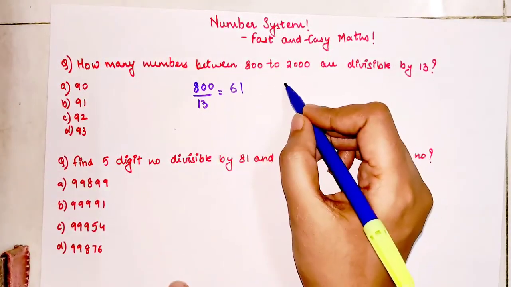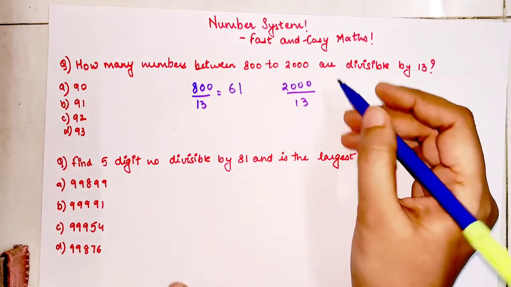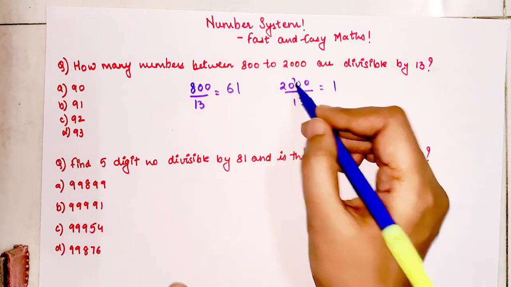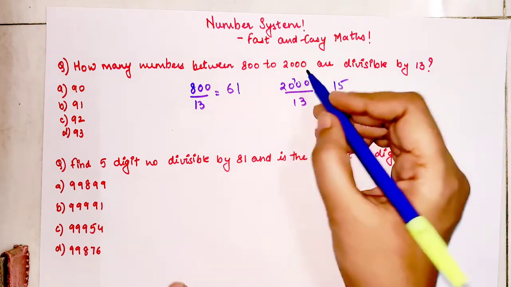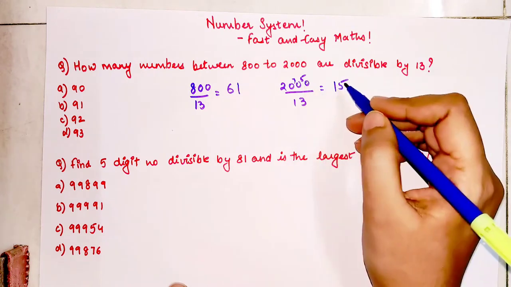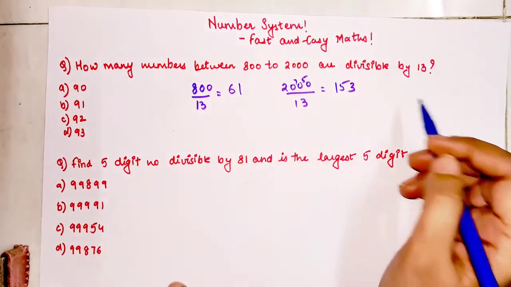Now this is 2000, divided by 13. So now this will be what? 1s are 13, then you're left with 7. So you will now get 5s are, and you're left with 5. So this will be 3s are. Okay, so 153 and 61.